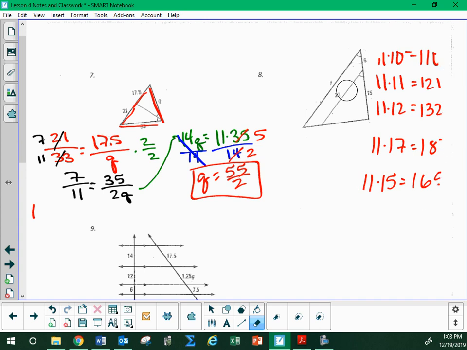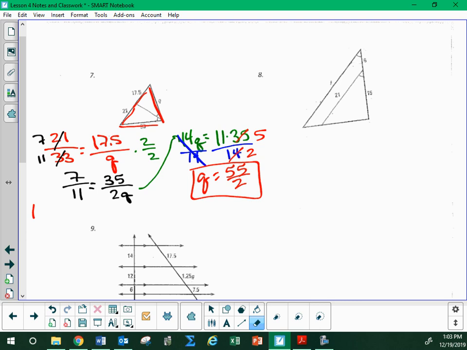What's the difference between number 8 and our side splitters we were doing on the front side? It's not on the side, it's inside the picture. Good. One set is the side that was split, but our other set is not the split sides. Side splitter has to be the sides that are split. So I cannot apply side splitter here. If I don't have those sides split, I can't use side splitter. I have to go back to my original.